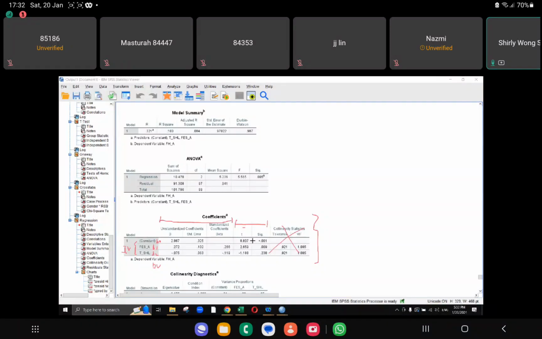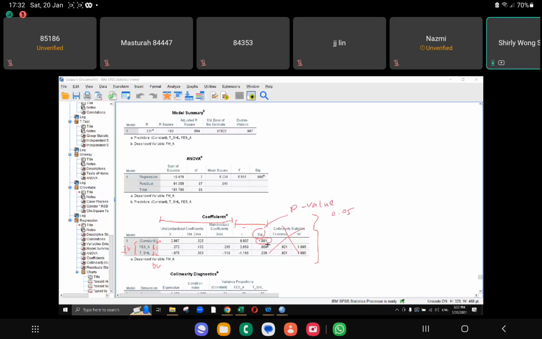SIG also represents the P value. So remember the 0.05, right? So this one is significant, significant, significant, significant, not significant, right?